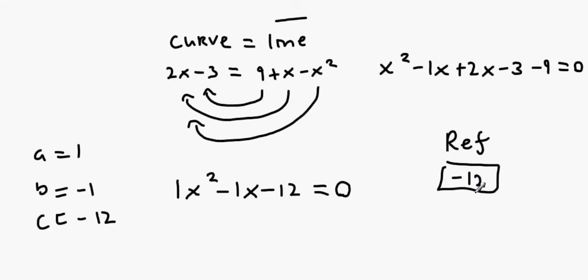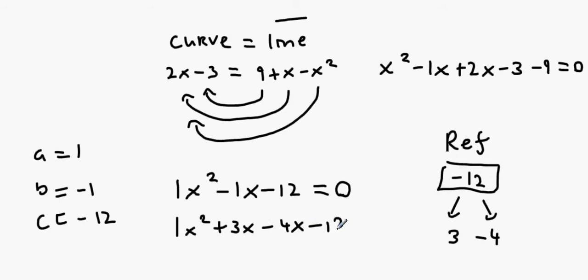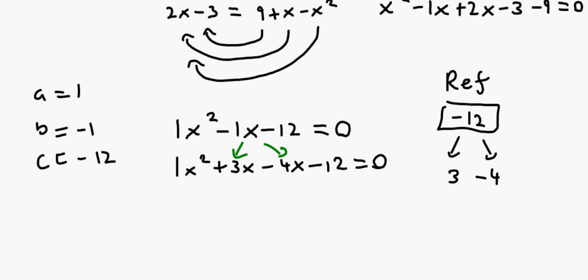Minus 12 we're going to break up into its factors, which are 4 and 3. One of them has to be a minus. Let minus 4 be the negative. So we're going to get 1x squared plus 3x minus 4x minus 12 equals 0, because the middle number has to break up into 3x and minus 4x respectively.